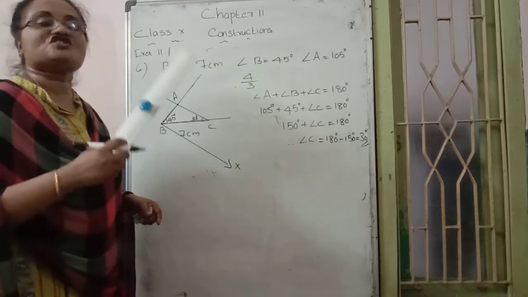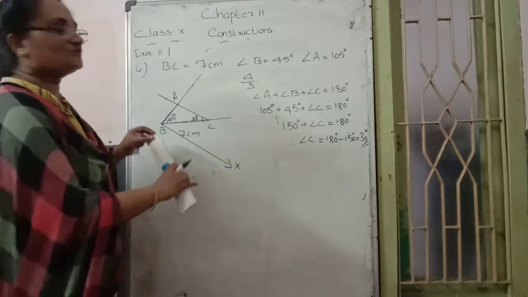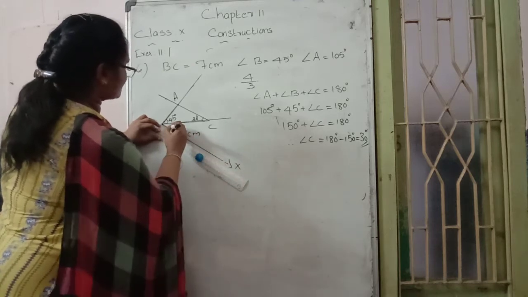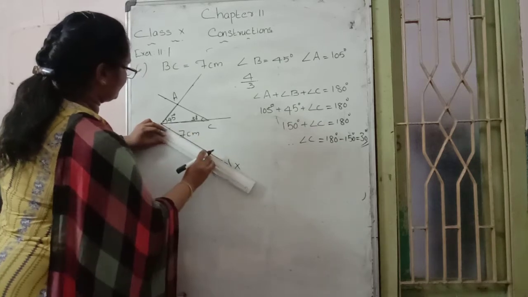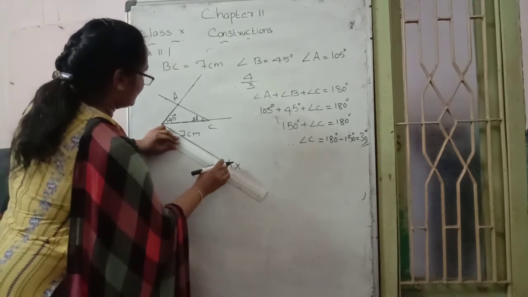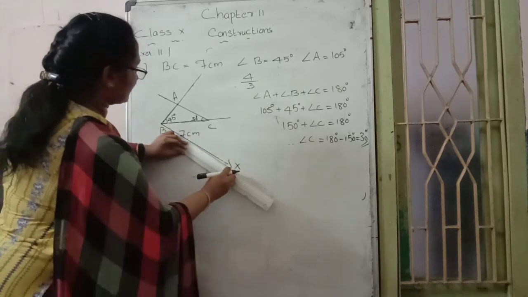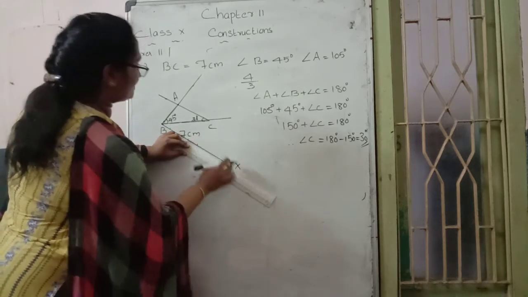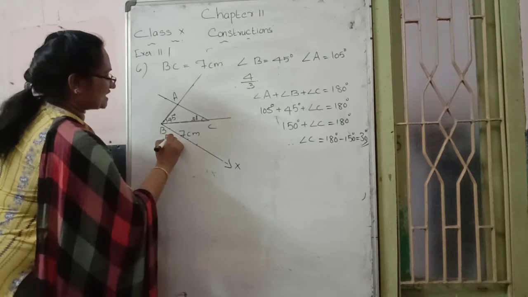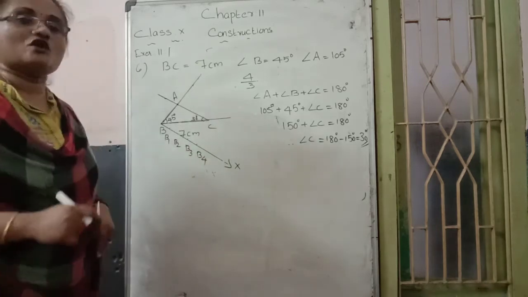For convenience, we take 1.5 centimeter as the scale or compass setting, and you can mark the points at 1.5. From 0 to 1.5 is the first point, next 1.5 the second point, again 1.5 the third point, and again 1.5 the fourth. So 4 points are marked using the scale or a compass. Here the alphabet is B, that's why B1, B2, B3 and B4 are the 4 points.